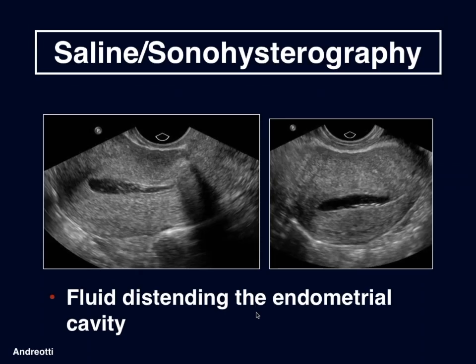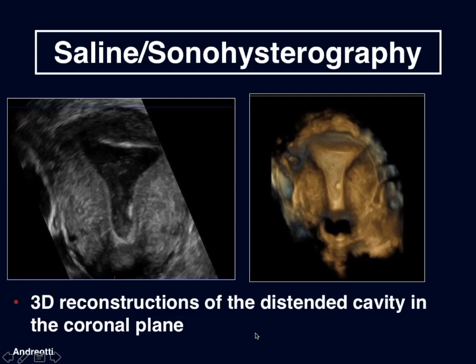So here we can see the fluid distended normal cavity using saline sonohysterography, or what we call an SHG. And we can actually reconstruct these images in the coronal plane as well to show the distended cavity very nicely. This can be very helpful in evaluating intracavitary abnormalities using a saline sonohysterogram in the coronal as well as the sagittal and transverse planes.